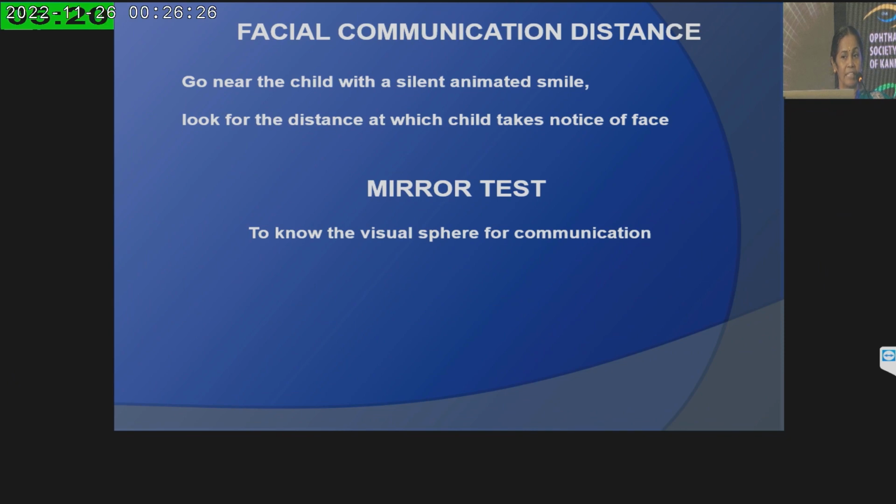Go to the child with a silent animated smile and look for the distance at which the child takes cognizance. You can do it with a mirror also, to see whether the child is recognizing the face. This is to know the visual sphere of communication. Whatever assessment you are doing, you should communicate it to the parents. You should tell the parents to do all the communication to the child within this sphere. Otherwise, it will be useless.